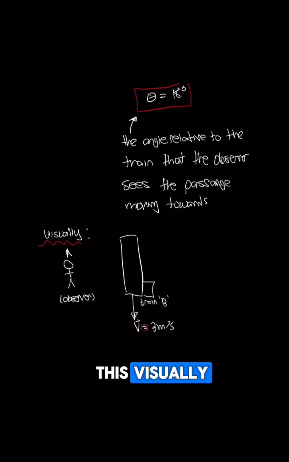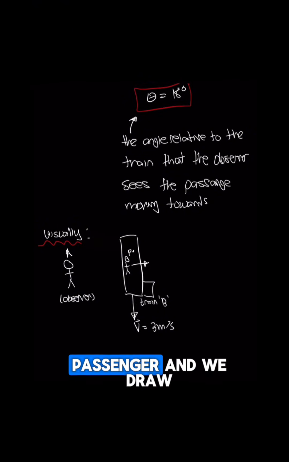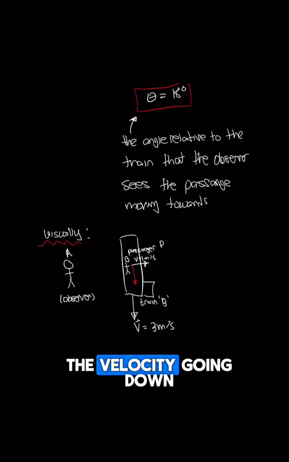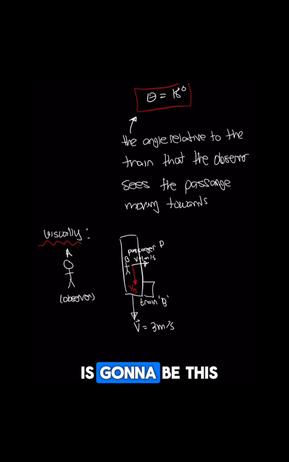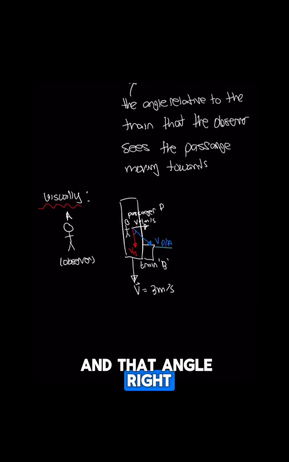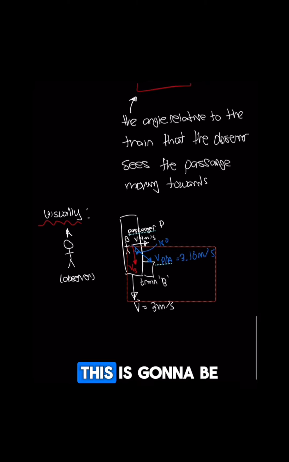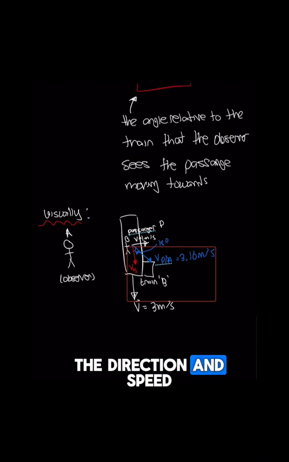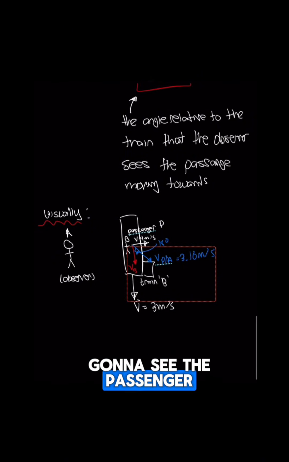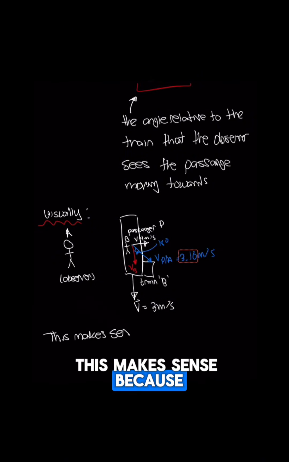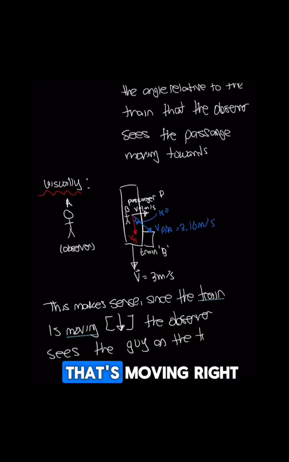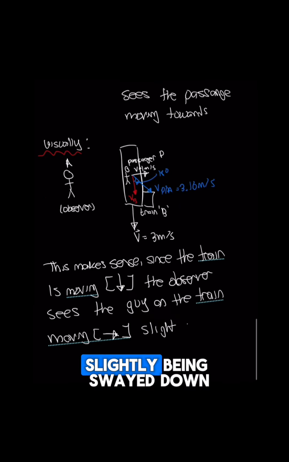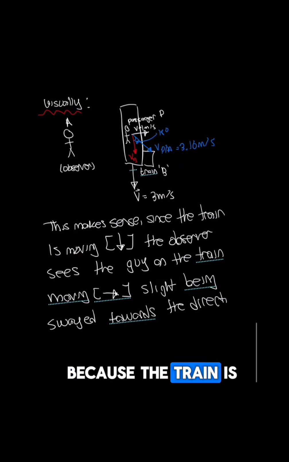We can look at this visually. If we draw the passenger and we draw the velocity of B going down, the vector that the observer is going to see the passenger walking at is going to be this vector here, and that angle right there is going to be 18 degrees between them. This is going to be the direction and speed that the observer is going to see the passenger moving at. This makes sense because since the train is moving down, the observer sees the guy in the train that's moving right relative to the train slightly being swayed down because the train is moving down.